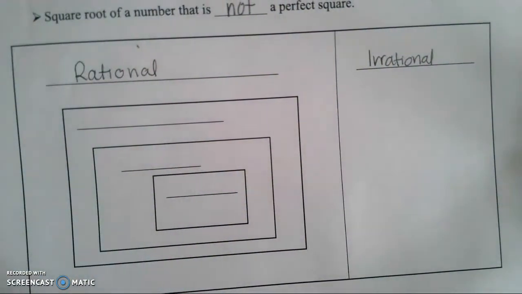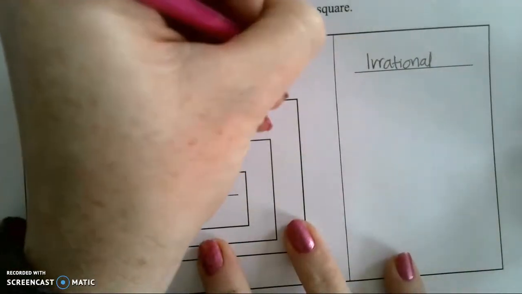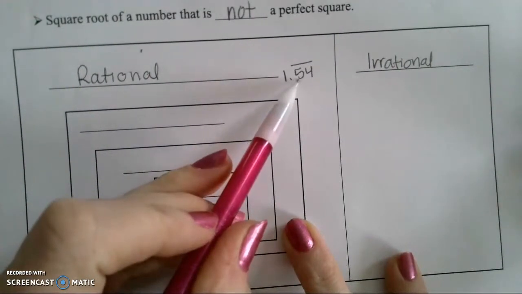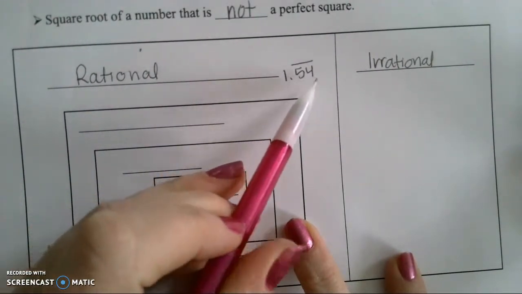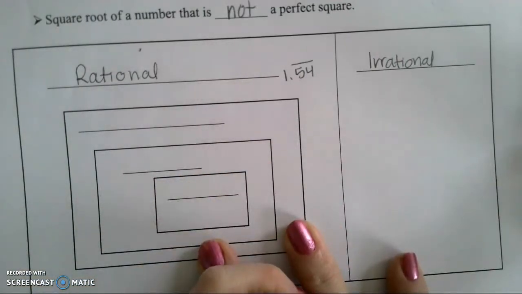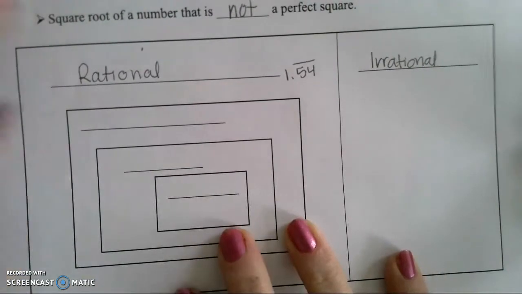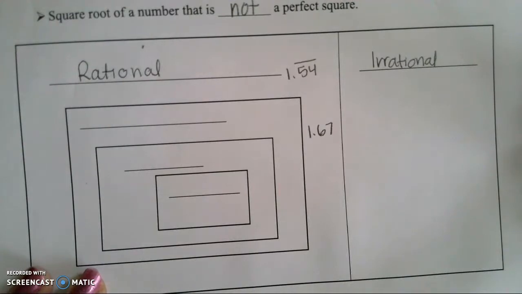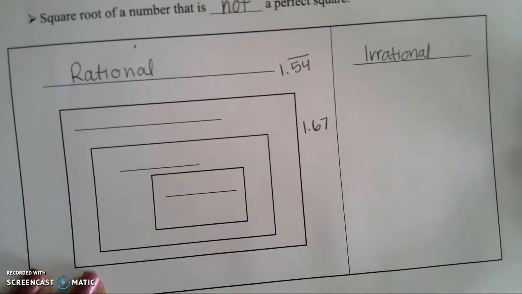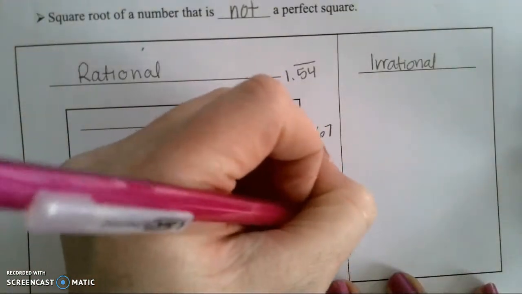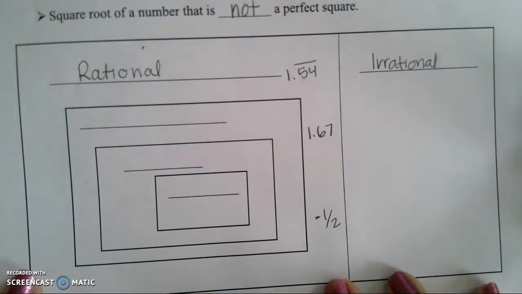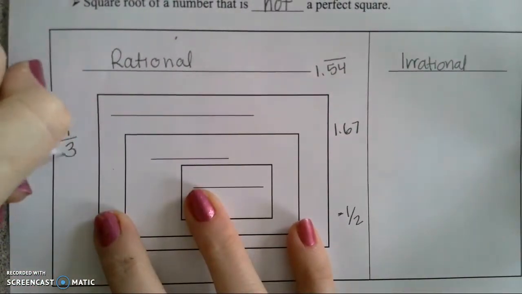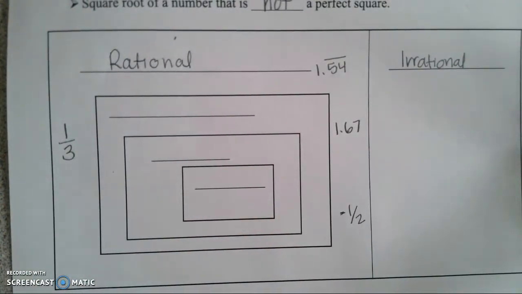So an example of a rational number, we could have the decimal 1.54 repeating. It's a repeating decimal, where 54 repeats. So it would be 1.54, 54, 54, repeating on and on and on. We could have a terminating decimal, 1 67/100, or 1.67. We could have a negative fraction, -1/2. That's an example of a rational number. We could have 1/3. Those are all examples of rational numbers.